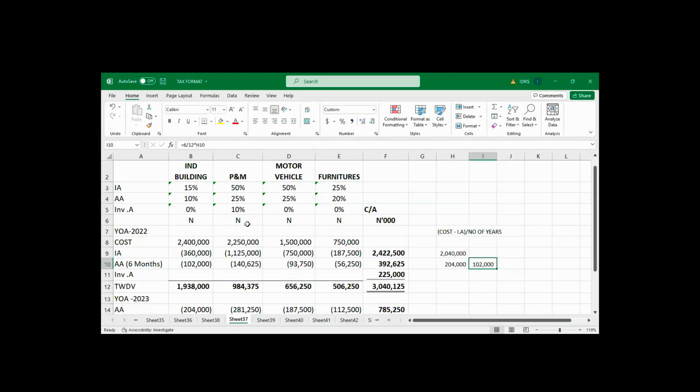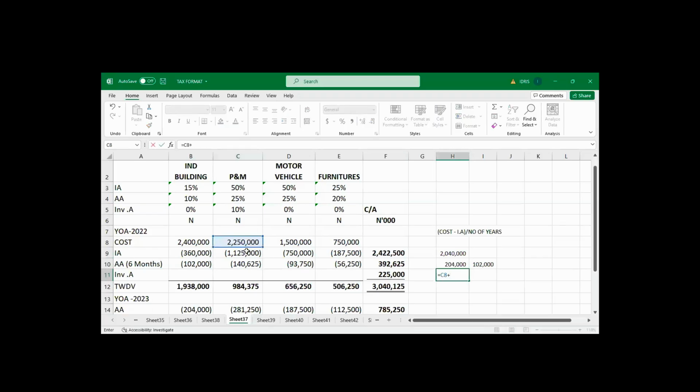So for plant and machinery, how do we get annual allowance? Who can tell me? 2,250,000 minus 1,125,000, which is 1,125,000, divided by 4. Once we divide it by 4, then we multiply by 6 divided by 12.